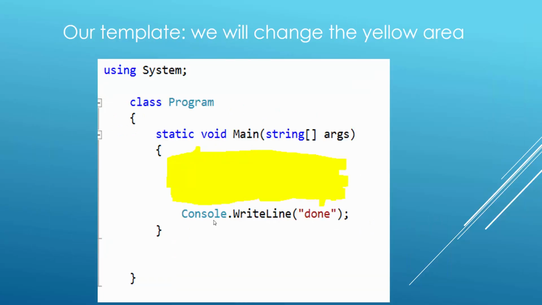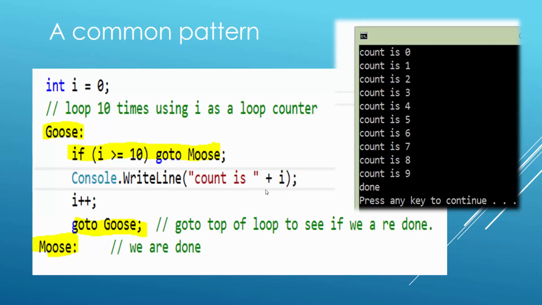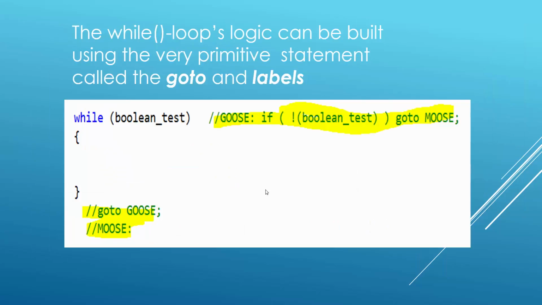Where is done? Right here, if I go back one slide. We're working in this yellow section. Now, this is what captures the pattern. The word while, open parenthesis, a Boolean test, close parenthesis, open brace, close brace. What you see in the yellow is the pattern we pulled out.